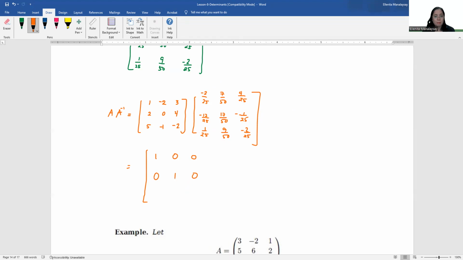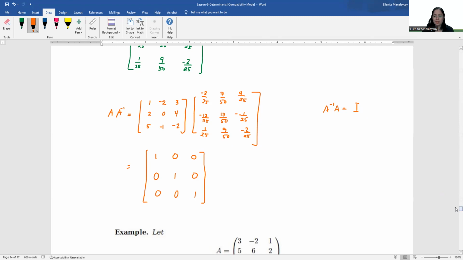Negative 10 plus 12 is 2 minus 2. That is 0. Next, 35 minus 17 minus 18. Negative 17 plus negative 18 is negative 35 plus 35. That is 0. Last, 20 plus 1, 21 plus 4. 21 plus 4 is 25. 25 over 25 is 1. So the product is an identity matrix. So on your part, you try getting A inverse A at dapat makukuha nyo din ay identity matrix.